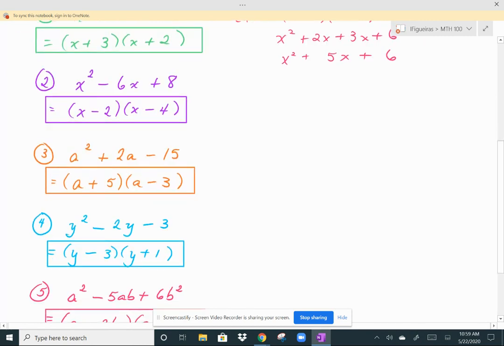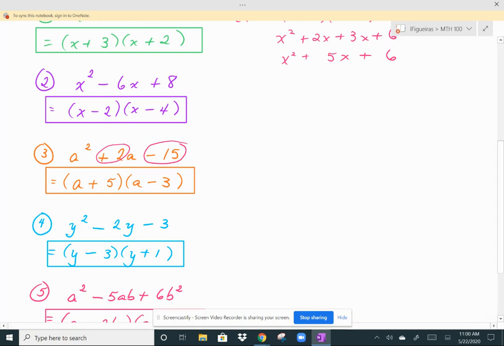Right, so here's another one. I have a squared plus 2a minus 15. All right, so I need a product of negative 15 and a sum of 2. So if I need a negative product, that means I need two numbers that multiply together to give me negative 15. One must be positive and one must be negative. And since I'll have different signs, that means I'm going to subtract them to get 2.